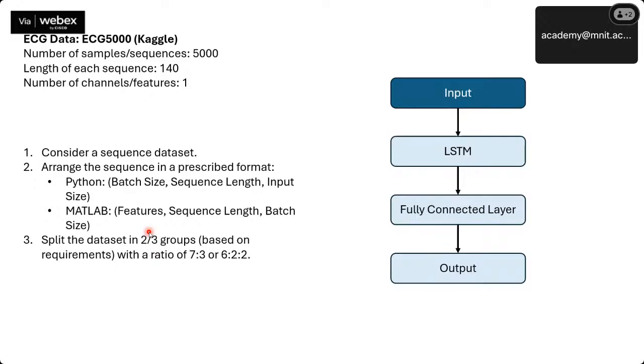In this case, you can make use of the standard format, that is 7 to 3, or you can keep some for validation while the training is going on, and you can do so by splitting them into a 6 to 2 group.